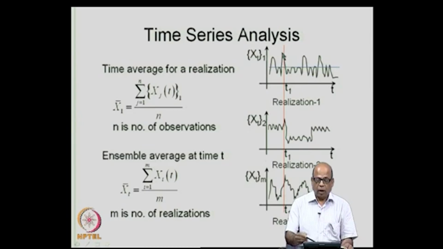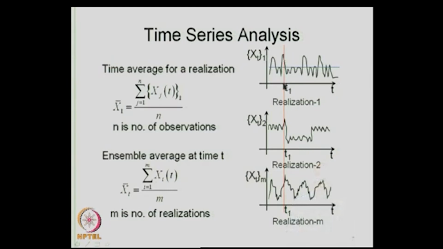Similarly, you can look across the realizations at a given specified time t1. You can take averages across realizations, in which case you talk about the ensemble average at time t. That will be given by x bar t is equal to the summation over i from 1 to m, that is, you are summing x1(t) at t is equal to t1, x2(t) at t is equal to t1, and xm(t), and so on, divided by the number of realizations. So, you are essentially taking the average across realizations. This is called an ensemble average.